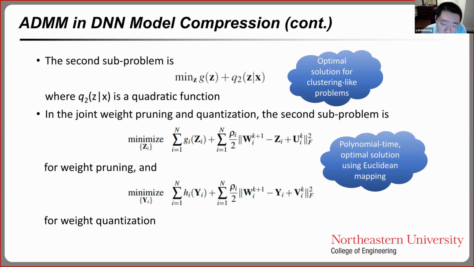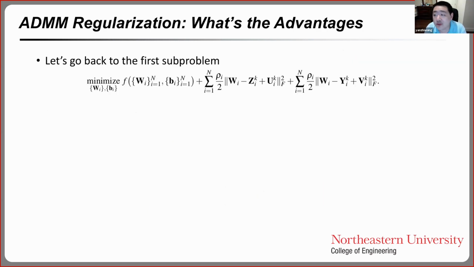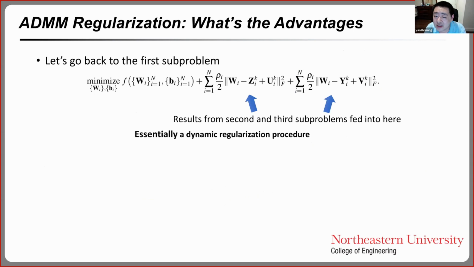Okay, so with the second subproblem, we get the z values. From the third subproblem, we have derived the y values. Then we get back to the first subproblem. We got z, we got y, and we are going to solve this first subproblem again in an iterative manner. Essentially, this kind of ADMM is a dynamic regularization procedure. From this procedure, we are going to solve these W's, satisfying these constraints, and eventually it will converge to a weight pruning and quantization solution.